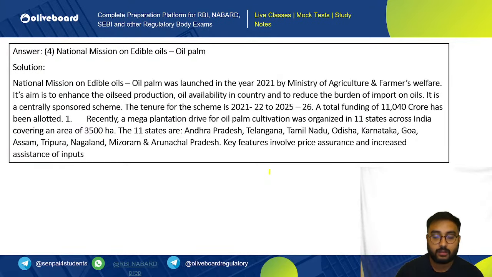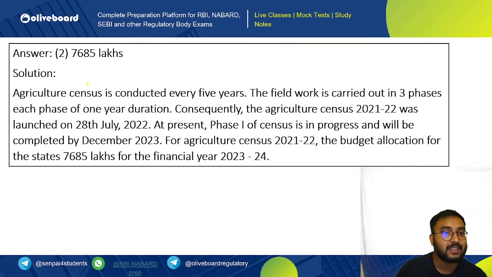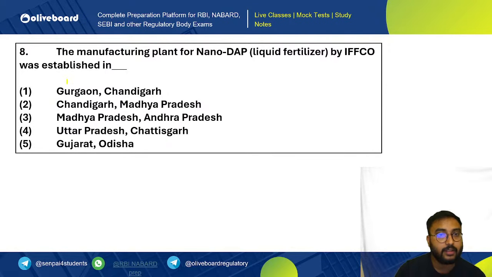Next, according to Agricultural Census 2021-2022, which is conducted every 5 years, what is the budget allocation to the states for financial year of 2023-2024? 7,235 lakhs, 7,685 lakhs, 5,413 lakhs, 6,400 lakhs, and 8,185 lakhs. The answer here is 7,685 lakhs. Okay. The manufacturing plant for nano DAP by IFCO was established in which of the following states?